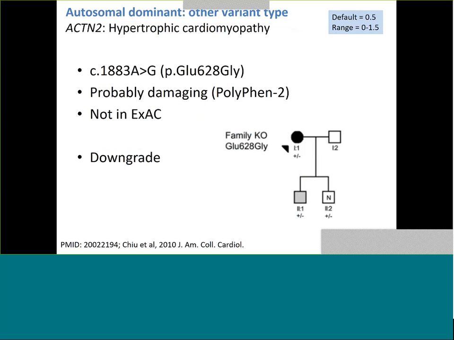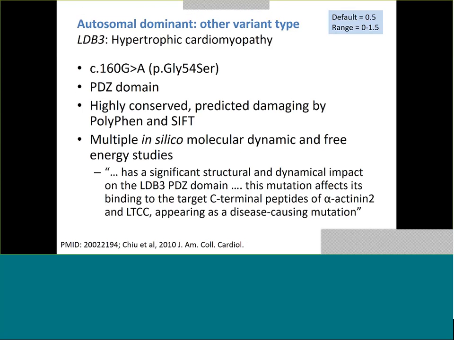All right. So that's a good question also for LBB3. And again, I don't recall this being constrained for missense variants. So again, this seemed to be a variant of unknown significance where it's in a conserved domain, predicted damaging by PolyPhen and SIFT. And in this case, the authors had really done, although in silico studies, a lot of other work to really show that they believed that this variant was pathogenic.